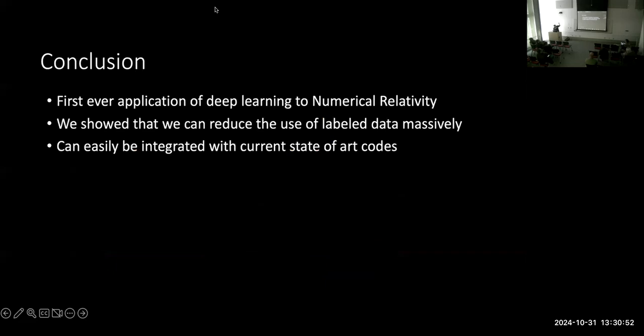But yeah, very excited. I did the first ever application of deep learning to numerical relativity. We showed that we can reduce the use of labeled data massively, and it can now be integrated in state-of-the-art codes. It's not something where you have to rip down your whole architecture. You can just hopefully use this, and it works. At least that's the idea. That's the hope.